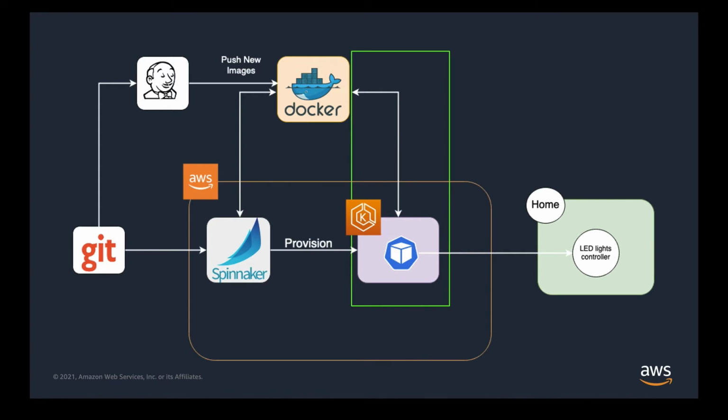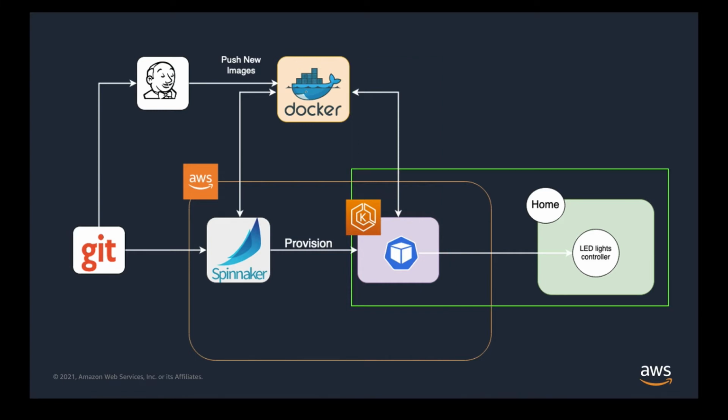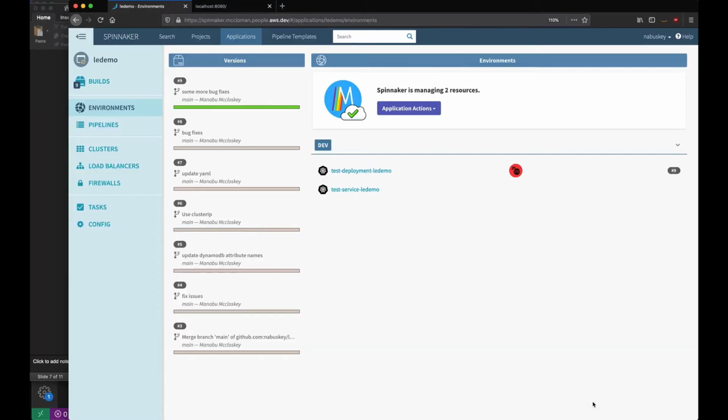When Kubernetes receives that request, it's going to go out and talk to this Docker Hub registry and pull that requested image, and then start running the pod with that new image. Once that's done, that pod is going to be able to talk to my LED lights controller in my home, and that's how it is working right now.